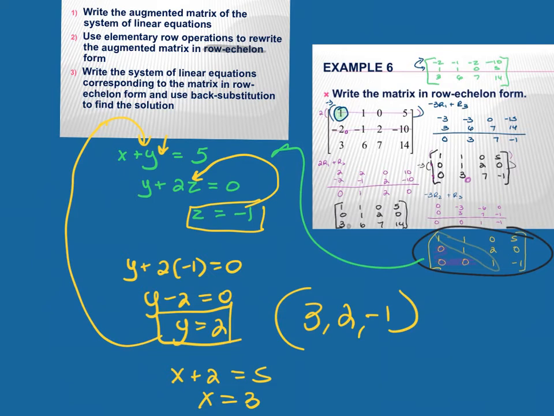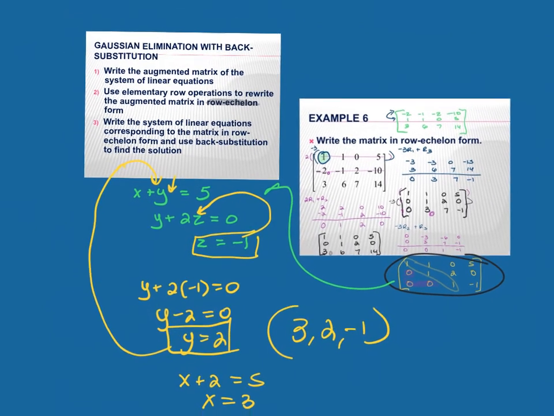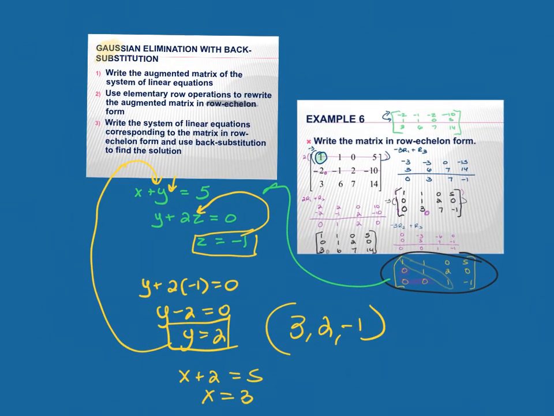So row echelon goes with back substitution, and you will see it's called Gaussian elimination with back substitution, okay? That's the method. We get it into row echelon, and then we do back substitution to solve it. Clear? Yeah? Okay.